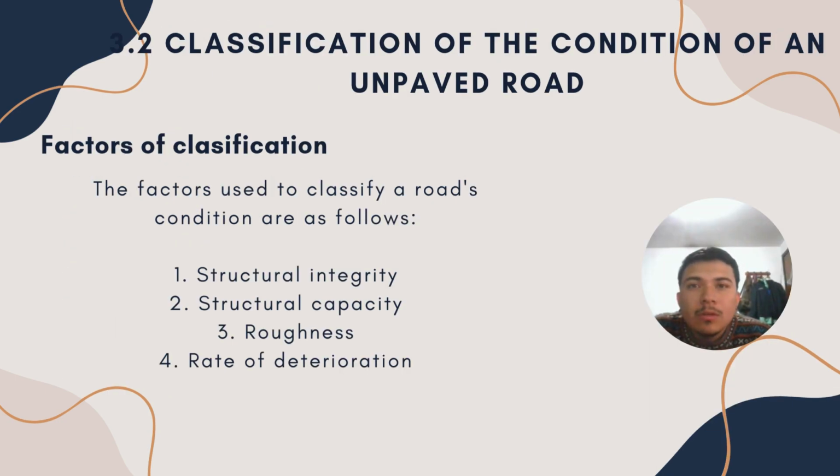For the classification of an unpaved road, several factors must be taken into account. These include structural integrity, the road's structural capacity, roughness, and deterioration rate. It is important to keep in mind that to make these determinations, the road must be divided into branches, as previously mentioned.